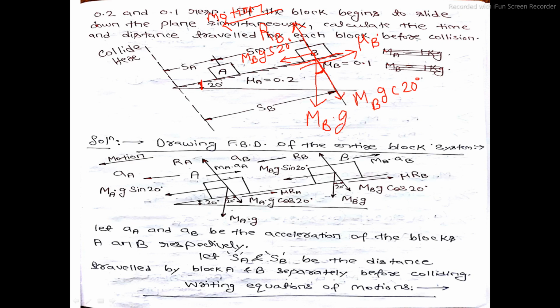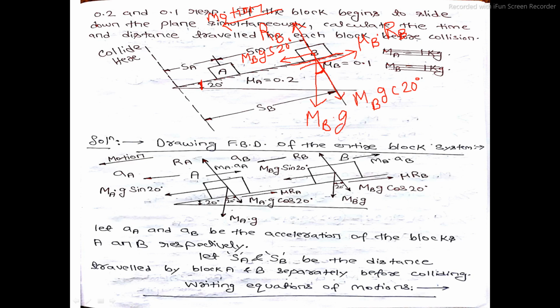Mu B is the coefficient of friction at the contacting surface of block B and inclined plane, into the normal reaction which the inclined plane is giving to the block B, that is RB. Is the FBD of block B complete? No, the FBD of block B is not completed yet.